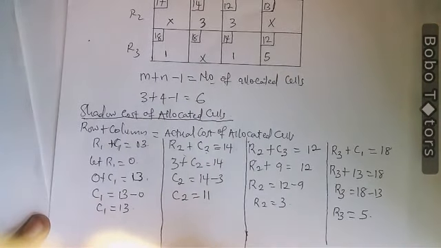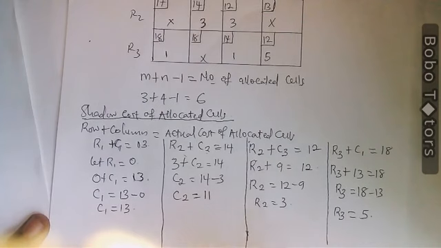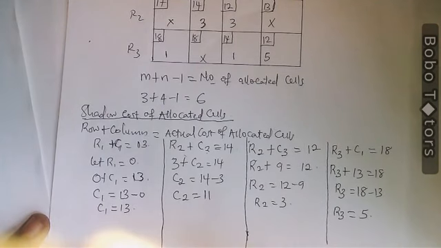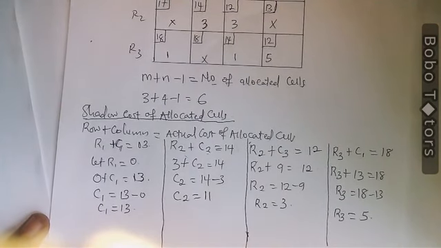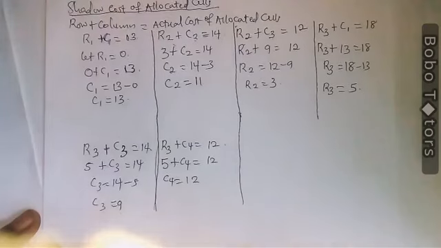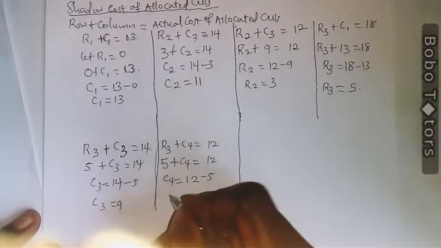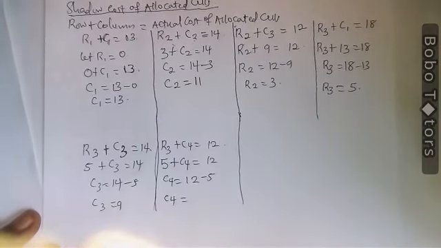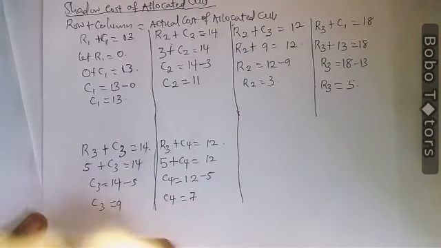Now, remember, I only stop at row 3, column 3 here. It remains row 3 plus column 4 equals 12. What is my row 3? I have 5. Then my column 4, I don't know my column 4, but everything will give me 12. So column 4 will be equal to 12 minus 5. So column 4 equals 7.